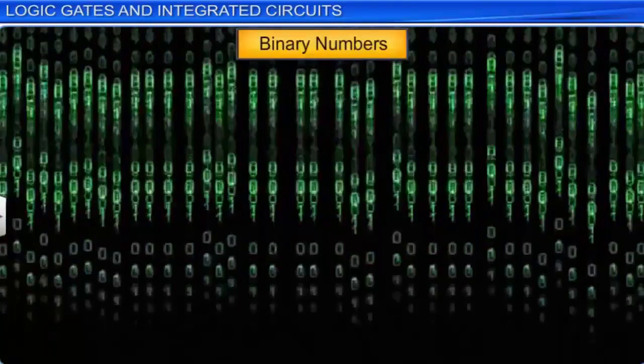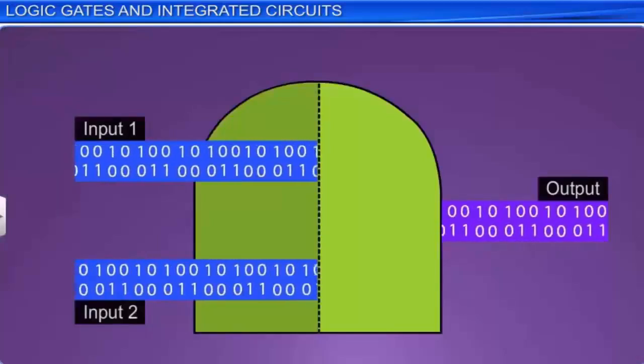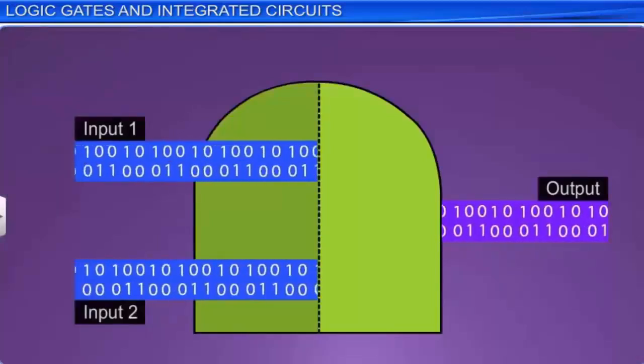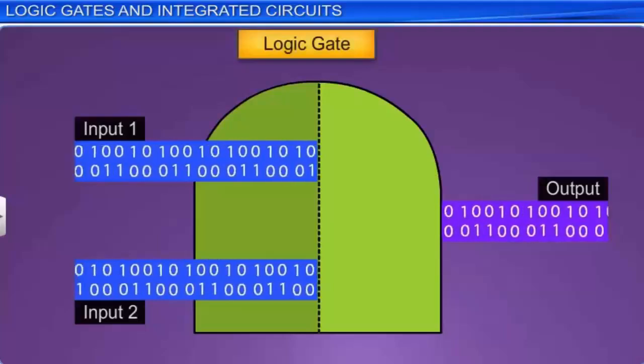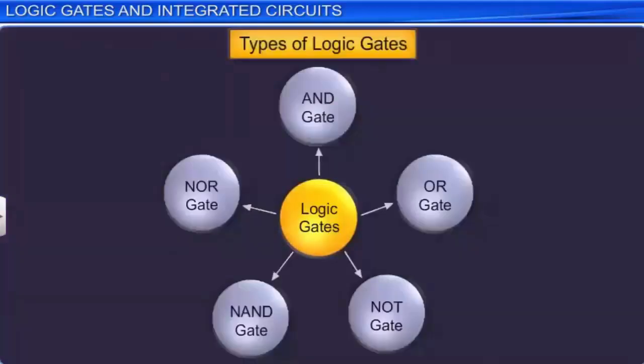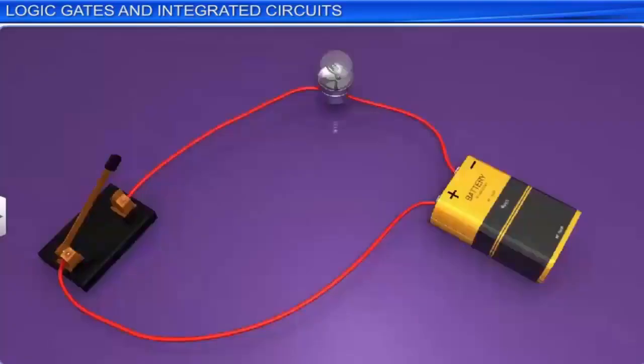The circuits that control the flow of digital signals on the basis of a logical relationship between the input and output signals are called logic gates. The 5 commonly used logic gates are the AND, OR, NOT, NAND, and the NOR gates. Let us use simple circuits of one or more switches and a bulb to understand logic gates. Here, the state of the switch is the input that determines the state of the bulb that represents the output.